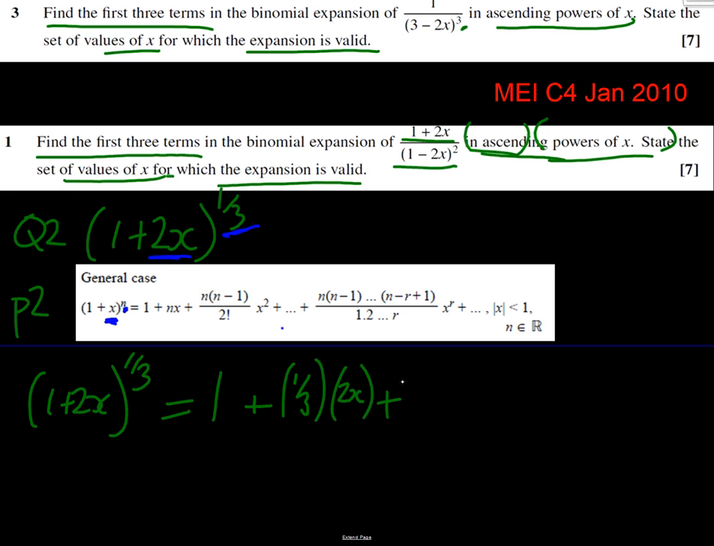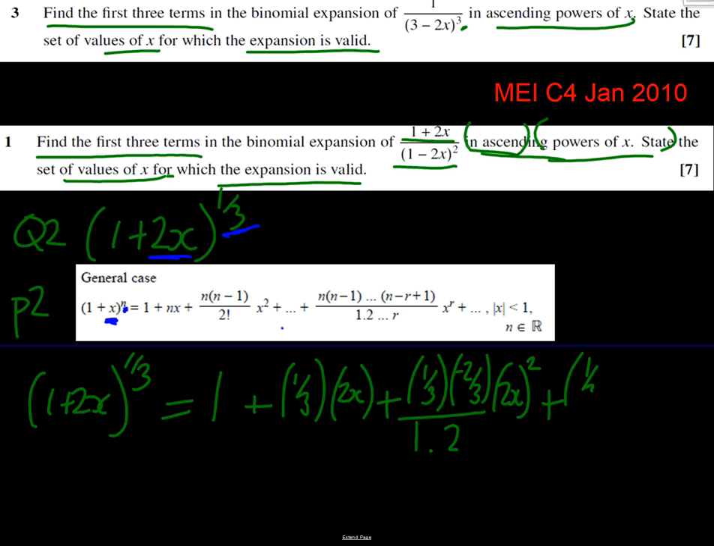That's our second term. Our third term is going to be a third, that's for our n, times our n minus 1, which is minus 2/3. Our factorial is 1 times 2. And in our bracket for our x squared is actually substituting 2x squared. So that's our third term. And in this case, they want us to find the next, so we've got to find the fourth term.